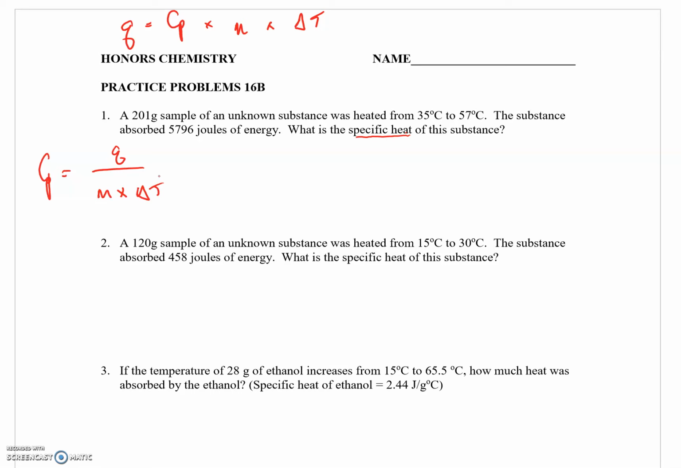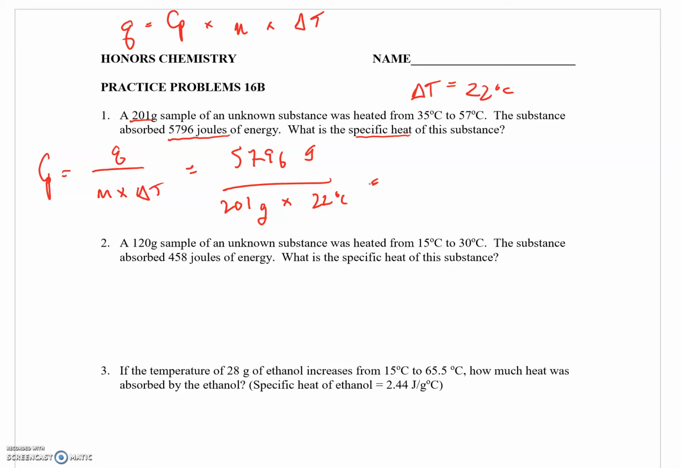So all we're doing is entering everything that we have in the equation. We've got energy of 5,796 joules. We got a mass of 201 grams. And we've got a delta T, since we're going from 35 to 57, that's 22 degrees. So let's plug it in. Without a calculator, you would be in bad shape.